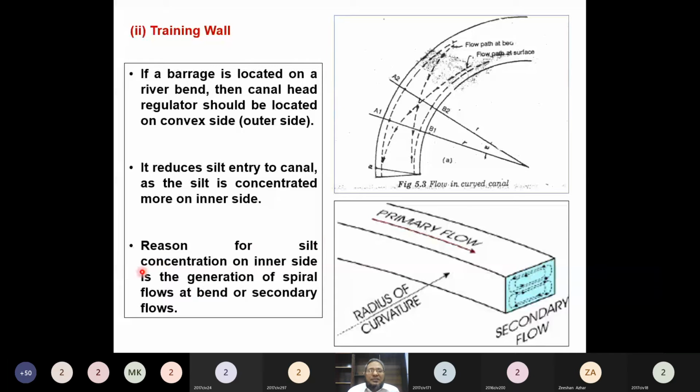Now, what is the reason for it? The reason for silt concentration on the inner side is the generation of spiral flows or secondary flows. This is a bend, and in this bend, this is the longitudinal direction of the flow, the primary flow direction, and these are the secondary flow directions. These are the lower layers and the upper layers are like that. As it moves in this direction, counterclockwise, from the upper layers on the convex side, the silt doesn't enter much into the canals. But if you provide a canal on this side, it will enter from the lower layers into the canals. So if the canals are provided on the inner side of the curvature of the river, then they receive more sediment load.